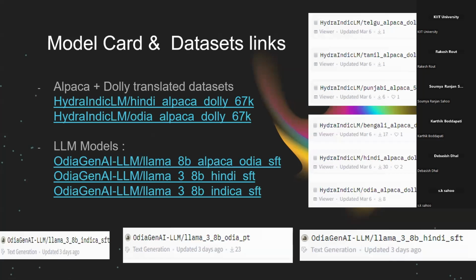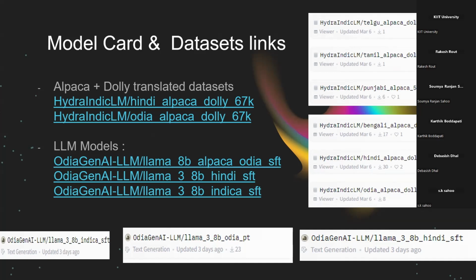And these are some model and dataset links which I attached here. The Alpaca and Dolly translated datasets are two datasets, a Hindi Alpaca Dolly as well as an Odia Alpaca Dolly, which contain 67K questions. And coming back to the LLM models, there are three types of model.